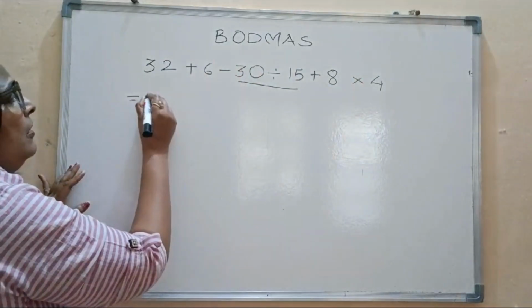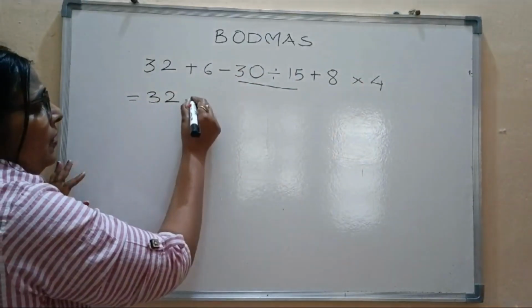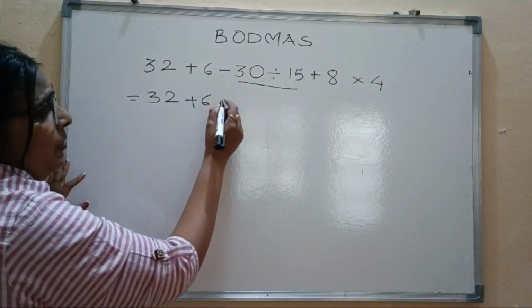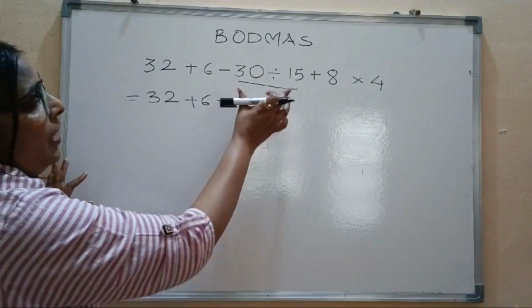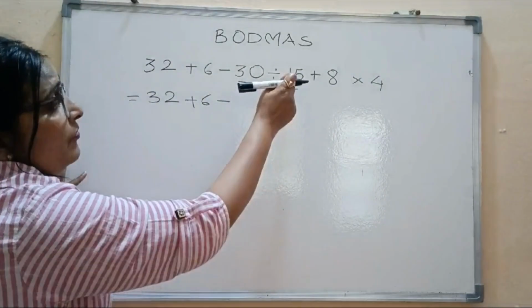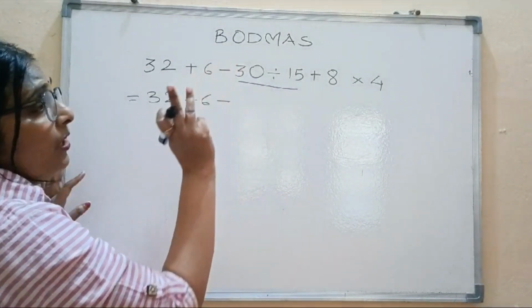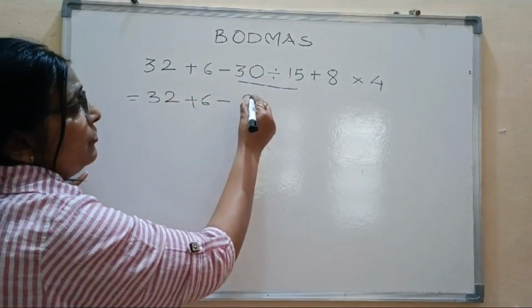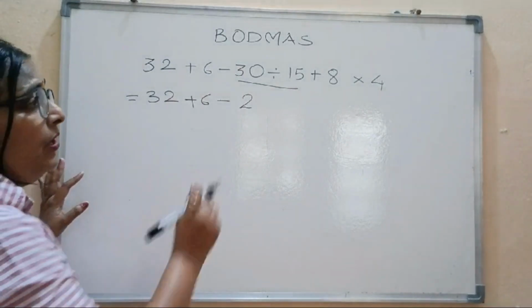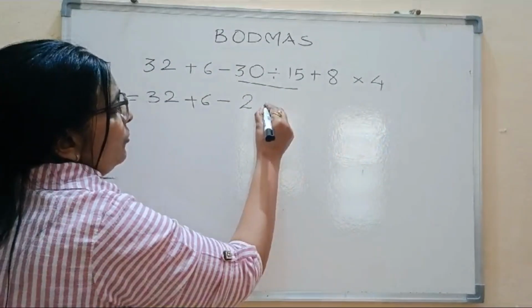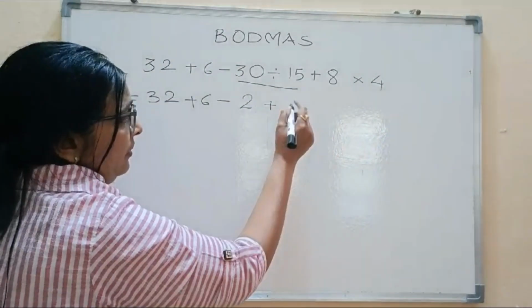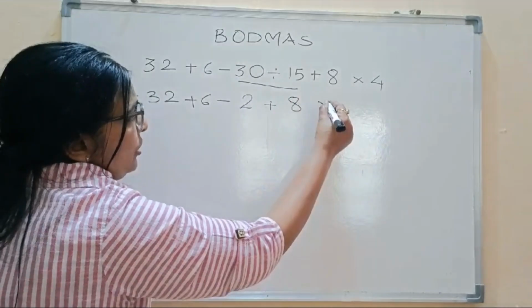So let's start: 32 plus 6, this side minus sign. Now here we are going to operate 15 divided by 30, so your answer is 2. I am going to write here 2. Remaining again as it is. So plus 8, with the sign, plus 8 into 4.